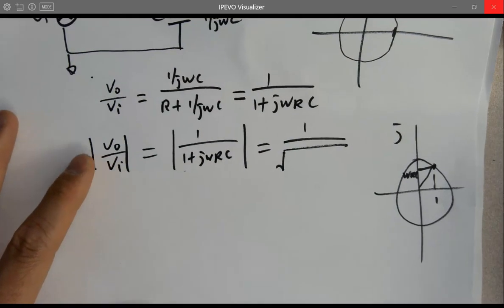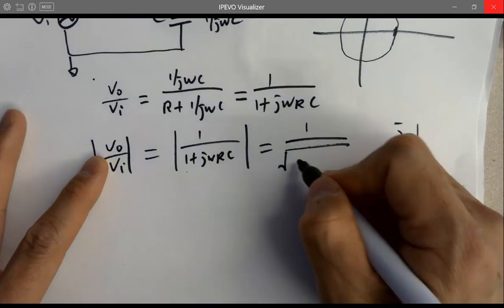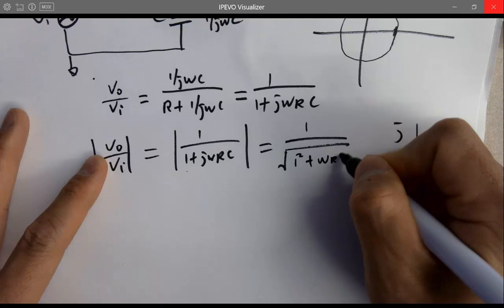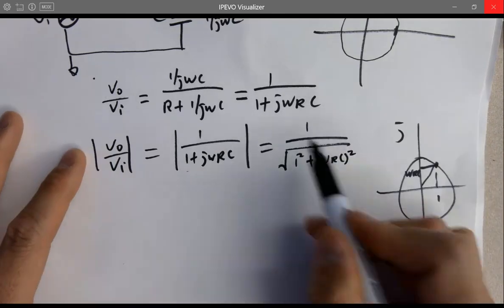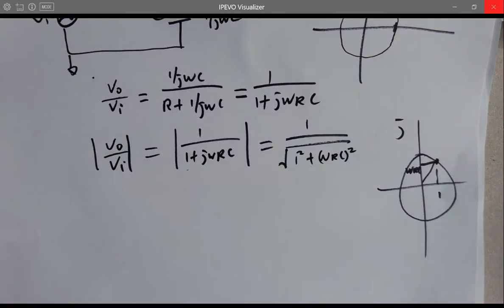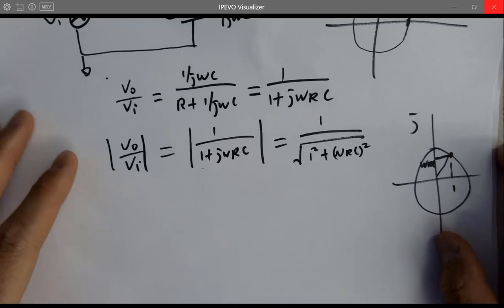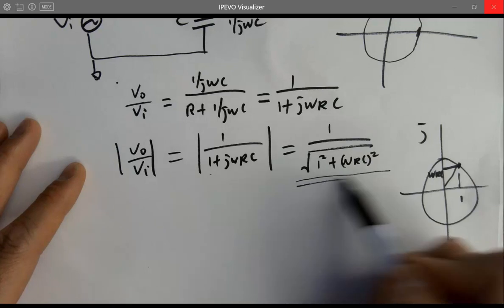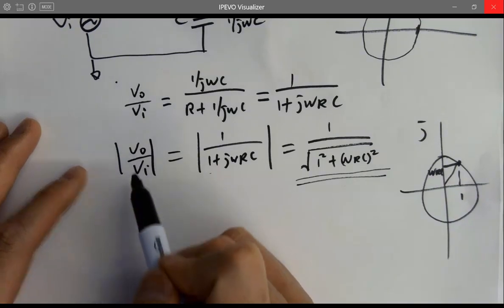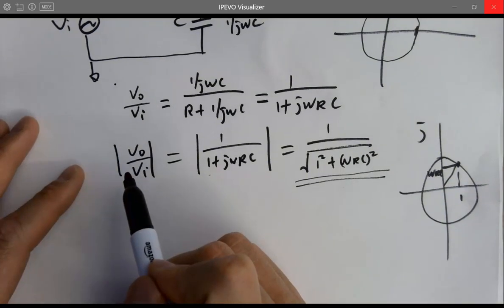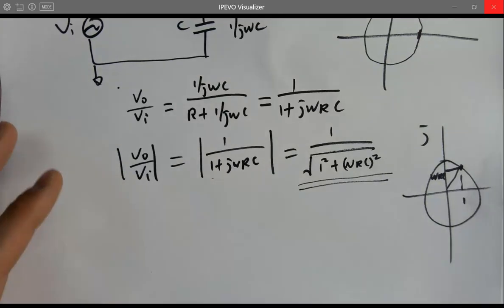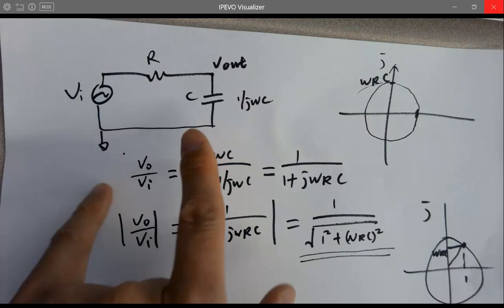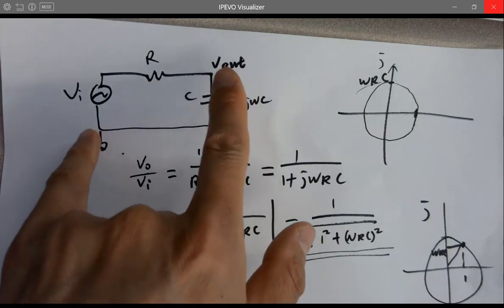Which is 1 square plus omega RC square and square root of it. Okay, so if you have this one derived, you can actually find out the attenuation of the amplitude or the gain. It's not actually gaining anything, it's just attenuation. So VO over VI is VL over VE.